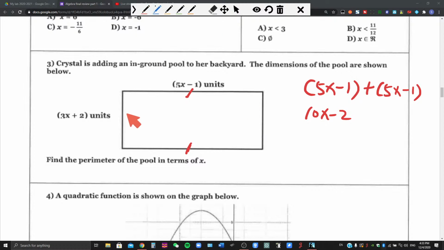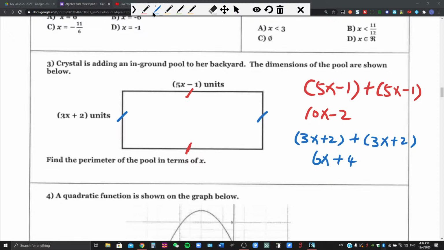Now let's add up the width. For the width, 3x plus 2. That's one width. And we have to add the other width, another 3x plus 2. So that's going to be 6x plus 4. This is 3x plus 3x, 2 plus 2, 6x plus 4.